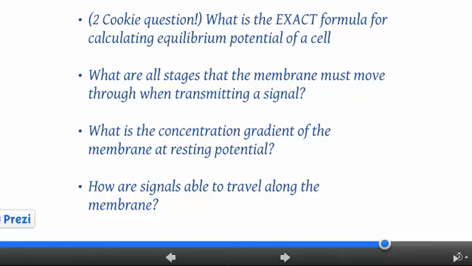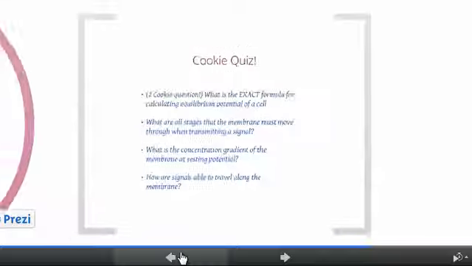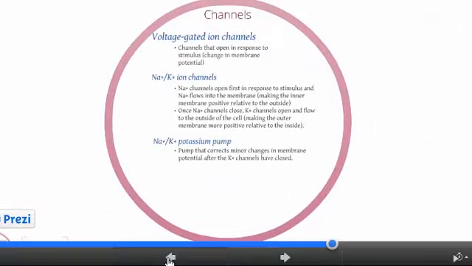What are all the stages the membrane must move through when transmitting a signal? Well, you have the state originally at resting potential, and then it must reach threshold for depolarization to start, and then you have depolarization, and then the action potential. Then you have the repolarization, and then the undershoot, which is the state where the membrane potential drops below resting potential, and that's where the sodium-potassium pumps come in to re-regulate it.